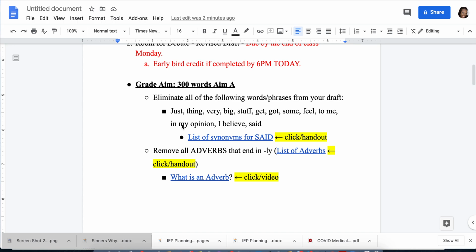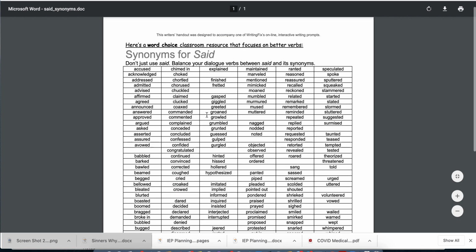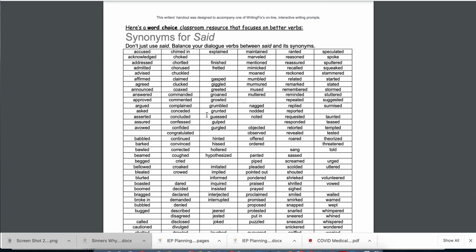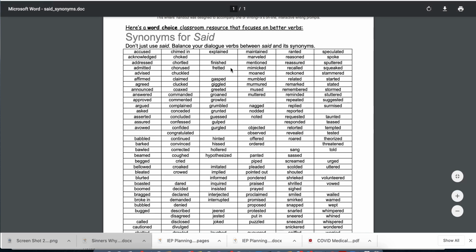You're going to eliminate all of the following words from your draft: just, thing, very, big, stuff, get, got, some, feel, to me, in my opinion, I believe, said. You can click on this list for variations of said. There are different words to use instead of said. Said doesn't create a clear picture for the reader. So choose a stronger verb.